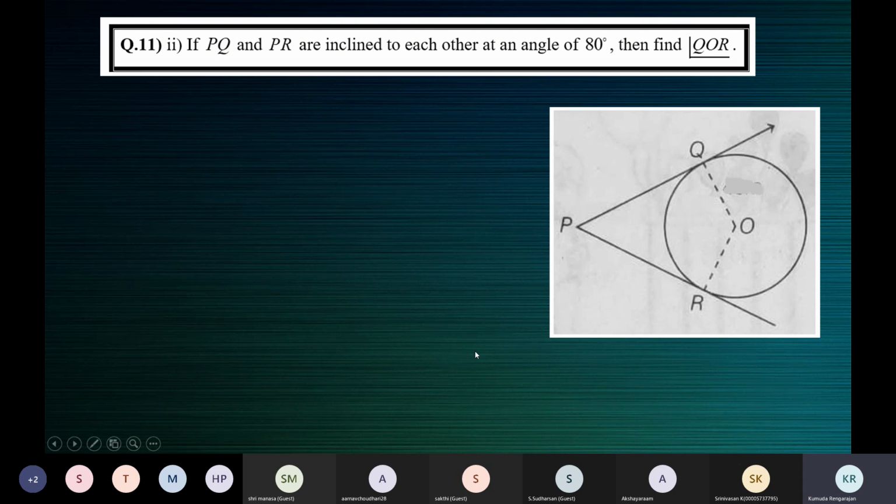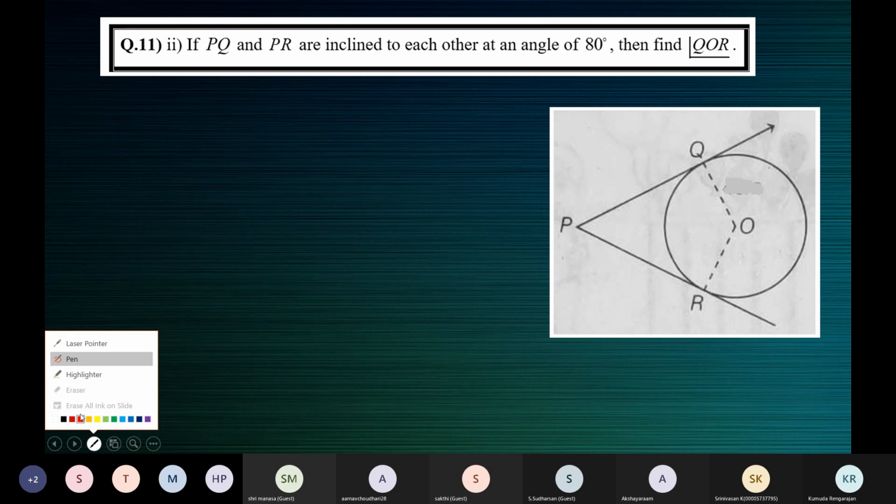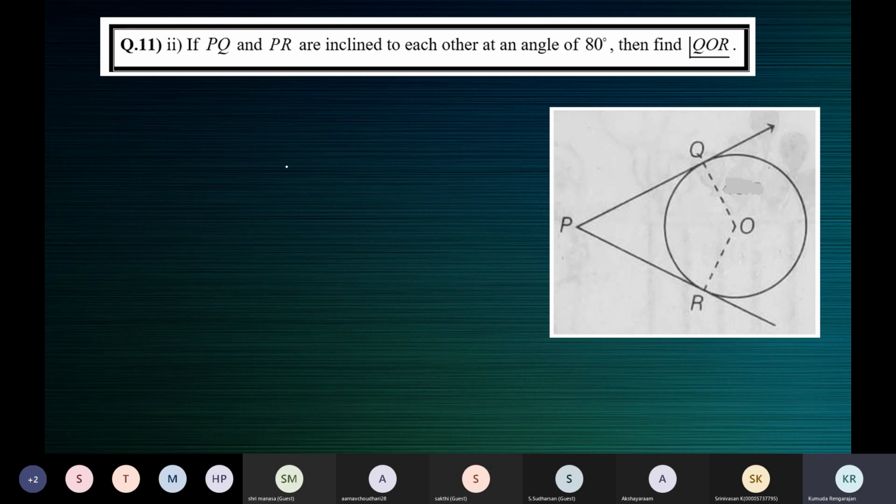Yes, what's the answer? More than sufficient time. What's the answer? 100 degrees, ma'am. 100. Yes, ma'am. Why? What can you say about PQOR? It's a quadrilateral. Okay, something more than that. Cyclic quadrilateral. All four angles sum is equal to 360 degrees.